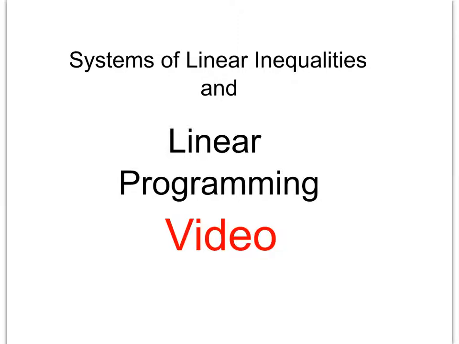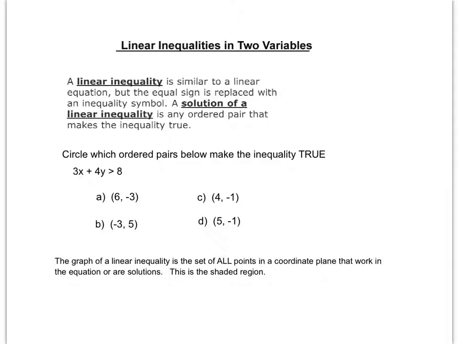Let's talk about what a linear inequality is. A linear inequality is just like a linear equation, but the equal sign is replaced with an inequality symbol. We'll be dealing with lines here, so it's like y equals mx plus b, or y is less than mx plus b, or y is greater than or equal to mx plus b, or in any other form, like general form. The solution of a linear inequality is any ordered pair that makes the inequality true.